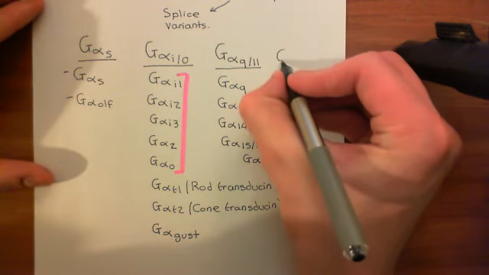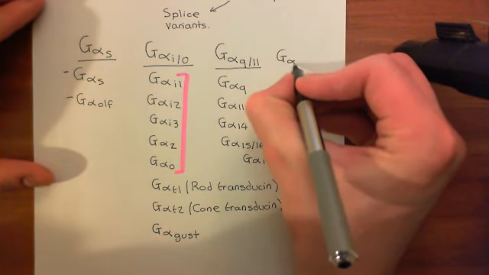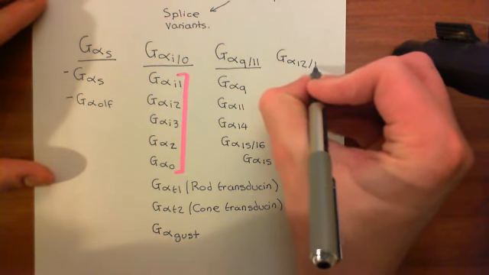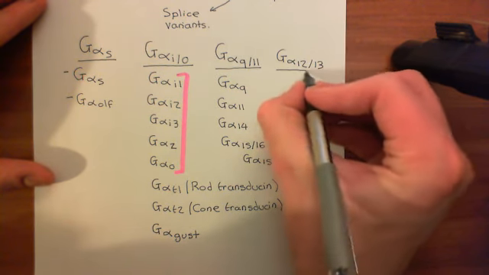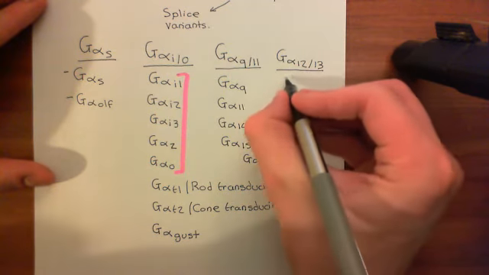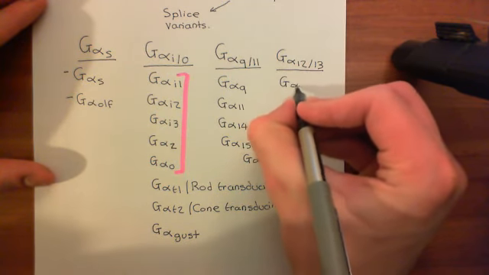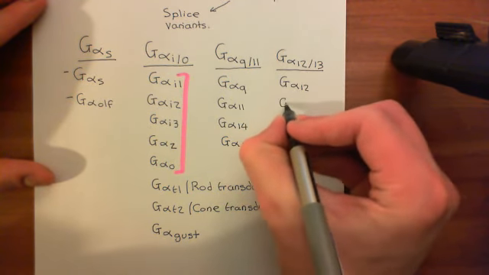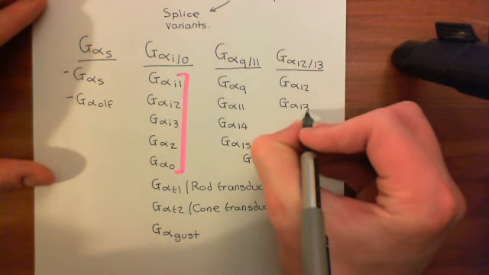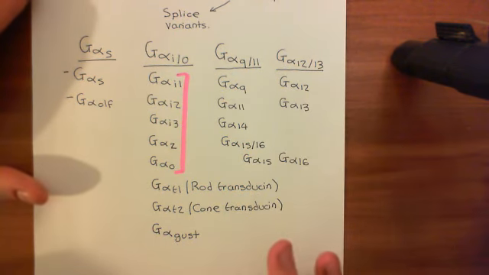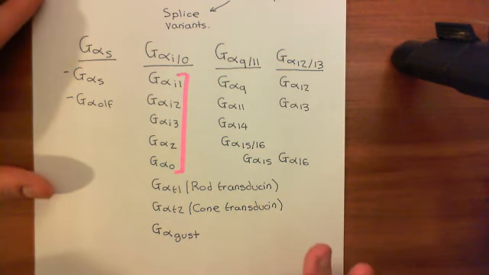Then the final family of alpha subunits of heterotrimeric G proteins is the G alpha 12/13 family of alpha subunits, and this contains 2 members. It contains G alpha 12 and G alpha 13. So this gives us the 16 different genes for alpha subunits.